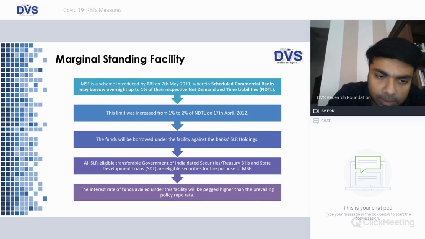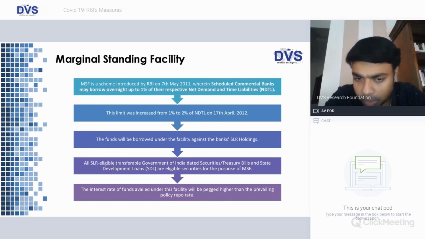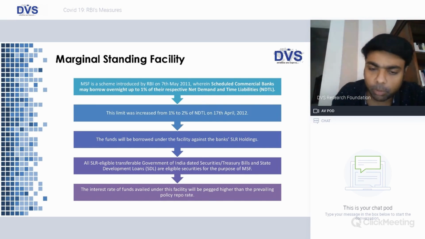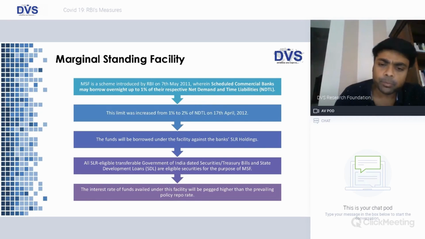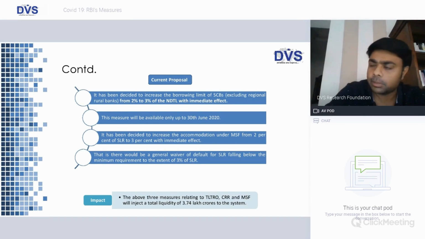So the interest rates of funds availed under this facility will be pegged higher than the prevailing policy repo rate, because apart from what they borrow from RBI, this is a facility which they are able to use on an overnight basis. So you can call it an ad hoc OD for banks, based on their daily requirements. The cost of this would be marginally higher, and it would be entirely on the basis of the collateral of their SLR holdings.